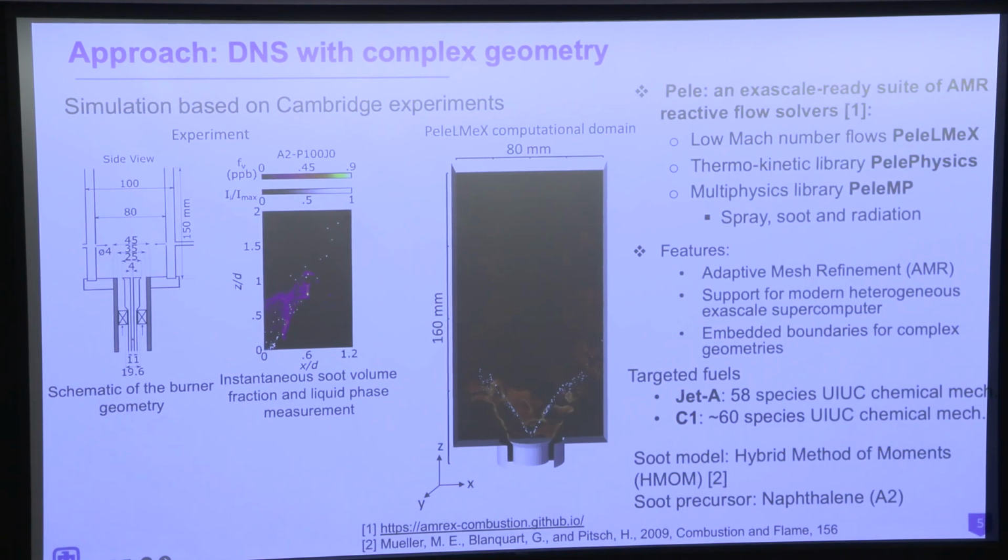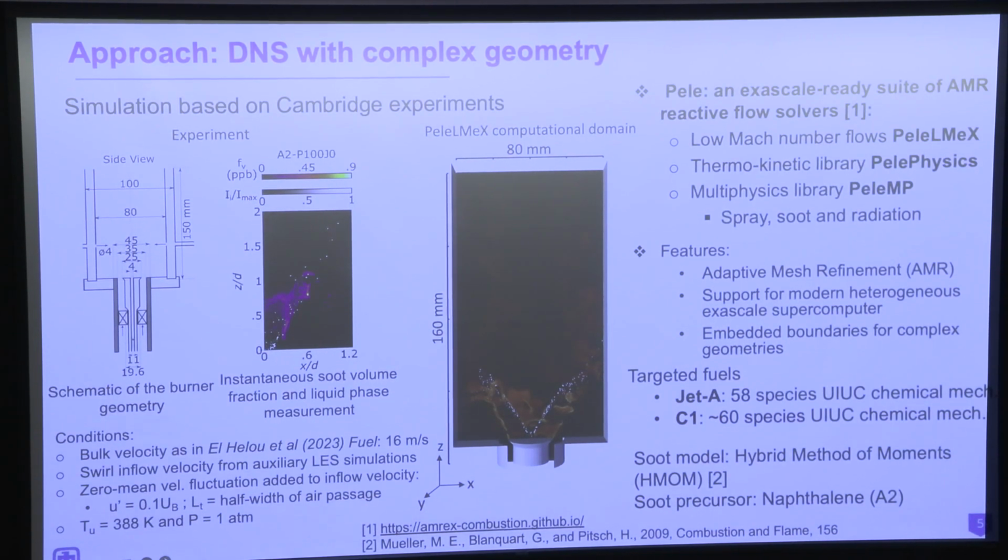The targeted fuels are Jet A, which contains 58 species using a reduced mechanism, reduced by Tong-Hung Lee's group at the University of Illinois. And then C1, ATJ, which has 60 species, also reduced by the same group. And then they've been working on adding soot modeling to these two fuels. As I said earlier, the soot model that we're currently using in PeleLMeX is the hybrid method of moments, where the soot precursor is naphthalene, or A2.